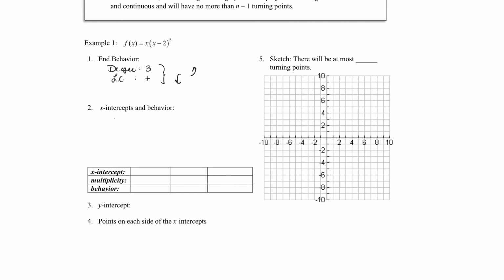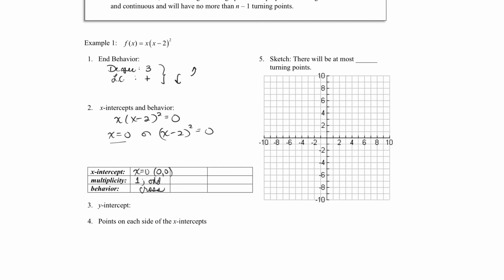Now, finding my x-intercepts when it's already factored is not a big deal, right? Because I'm going to use my zero product property to say that either x is 0 or x minus 2 squared equals 0. So this one's already solved, right? My x-intercept is x equals 0 or 0, 0. The multiplicity is 1, which is odd, and so it's going to cross. And with the multiplicity of 1, it's going to do so in a very straight manner, right?